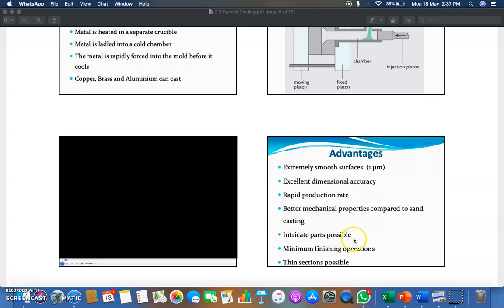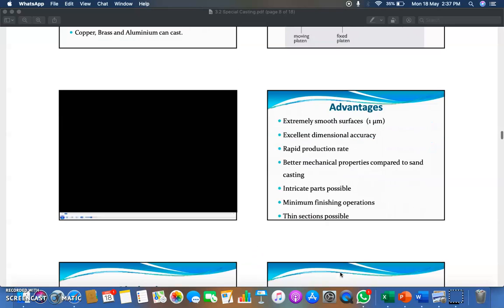Intricate parts are possible, very intricate or very complex. Minimum finishing operation, which will be very minimum. Means after production of your original part, very little finishing operation is required. Thin sections are possible, very thin sections are possible here. So this way, these are the advantages.